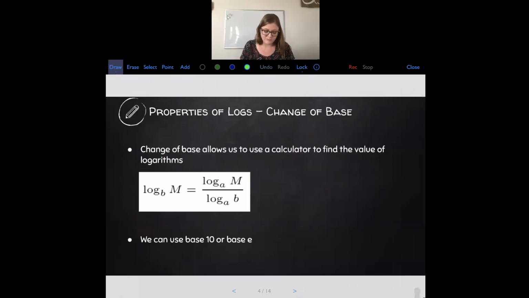Okay, so change of base formula. Change of base allows us to use a calculator to find the value of logarithms. The way that this works is if we're given log base b of m, we write this as log base a of m, where a is either going to be base 10 or base e, in which case we'd use the natural logarithm, over log base a of b. So we're changing the base to be base a, and then we're dividing log base a of m by log base a of b. So you can use base 10 or base e because of the calculator.